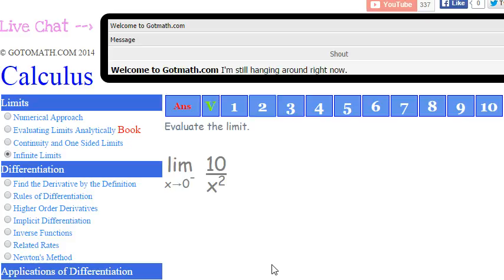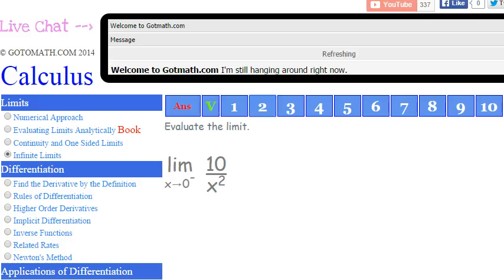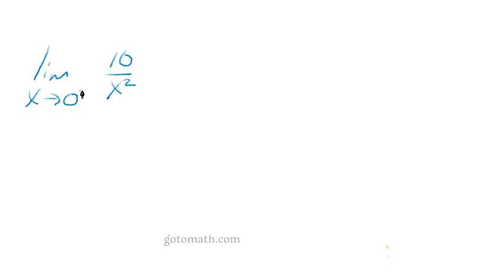Let's remember this, 10 over x squared, so I can write that down. We've got the limit as x approaches 0 of 10 over x squared. Now, I think it's coming in from the left, but let me look again. Yep, coming in from the left. So a numerical way of doing this, if you don't know what the graph looks like, is what you'll probably want to do.